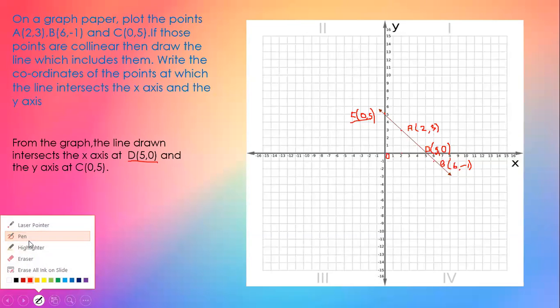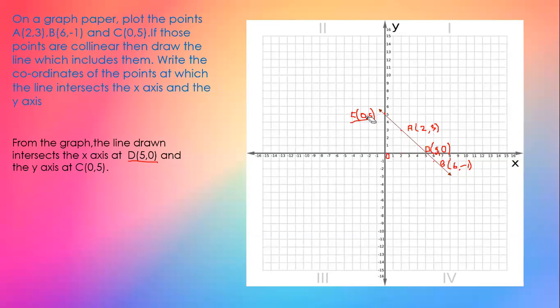So where the line intersects, you have to see at which point it is intersecting and write the coordinates of that point.